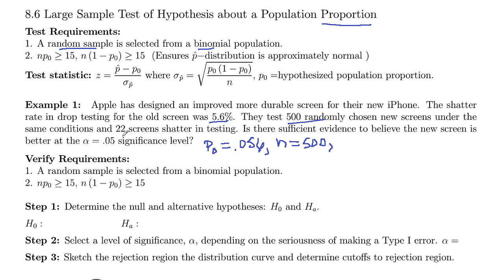Under the same conditions, 22 screens shatter. So for us, a success, quote unquote, is going to be a shatter, because that's what we're testing, the shatter rate. Is there sufficient evidence to believe the new screen is better? Better should mean that there's a lower shatter rate, a lower proportion. Alpha is 0.05.